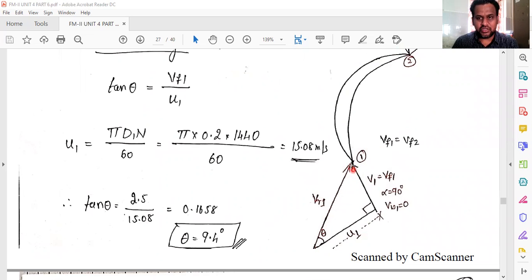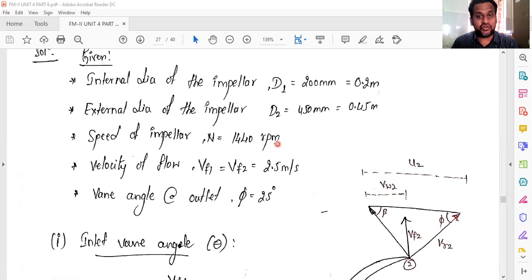This is VR1, the relative velocity at the inlet point, which makes an angle theta with U1. So this is the inlet vane angle. This is V1, which is also equal to VF1, and alpha is equal to 90 degrees and VW1 is equal to 0. These things we already discussed in the previous classes. And VF1 is equal to VF2. That's why I have written V1 is equal to VF1 is equal to VF2 is equal to 2.5.